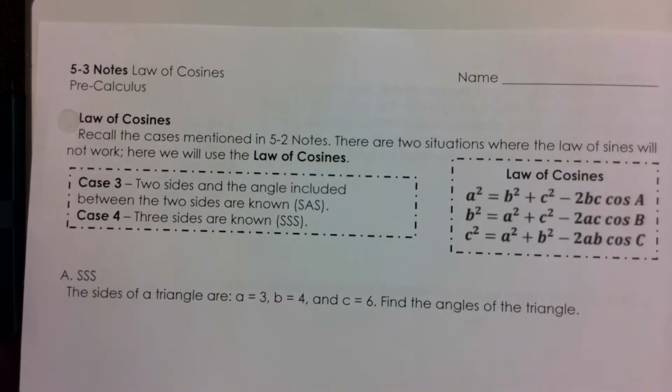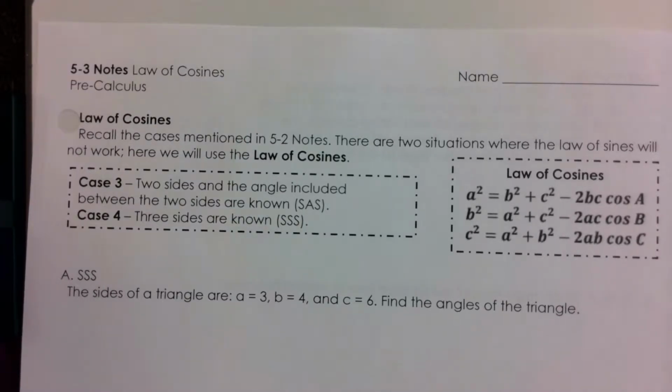Alright, so yesterday we did the law of sines, which is what you were just doing. We talked about those 4 cases that you could be given when you're trying to solve a triangle. Yesterday we covered cases 1 and 2, where they gave you 2 angles and a side, or 2 sides and an angle that was paired up with one of the sides. There are 2 other cases, 3 and 4, that we didn't touch yesterday. We're going to learn how to deal with those today.